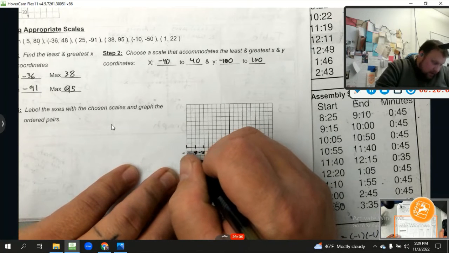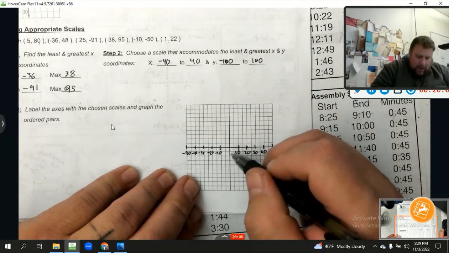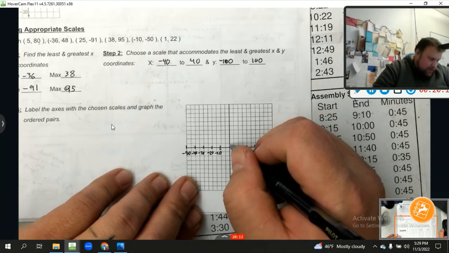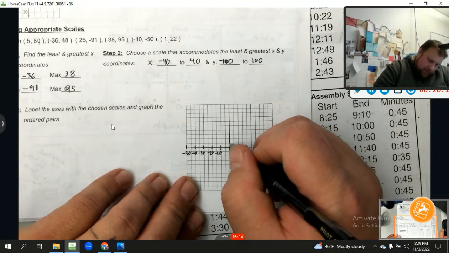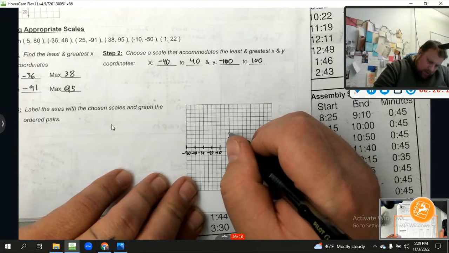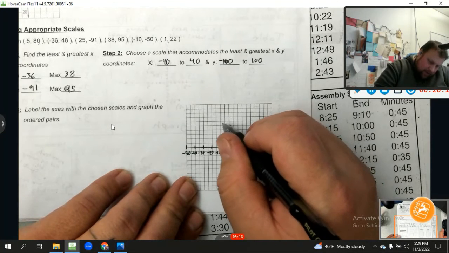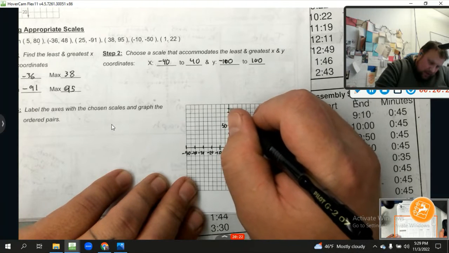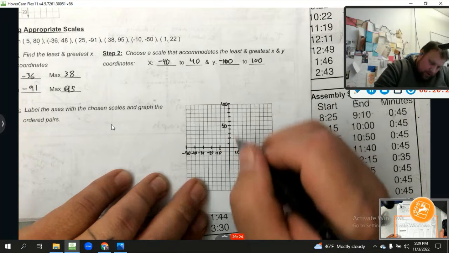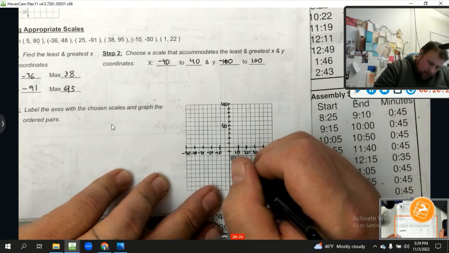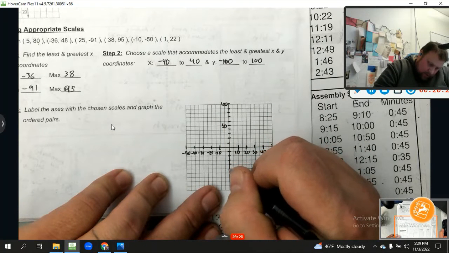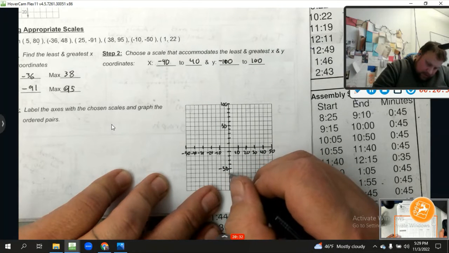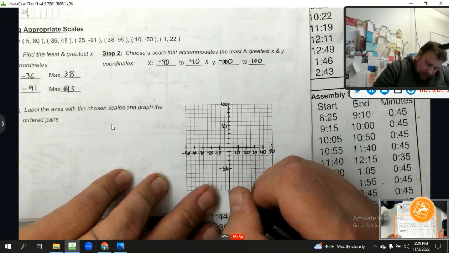And negative 50. And if there's 10 going either direction, I need to make sure every single tick mark is worth 10. So I'm going to have 10, 20, 30, 40, 50, 60, 70, 80, 90, 100. And down here, negative 10, 20, 30, 40, negative 50, and 60, 70, 80, 90, negative 100.